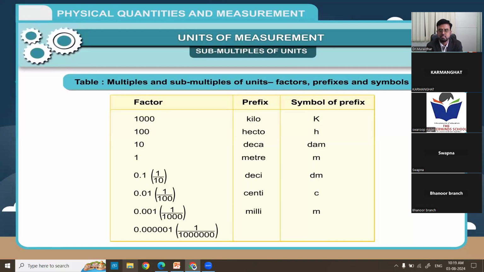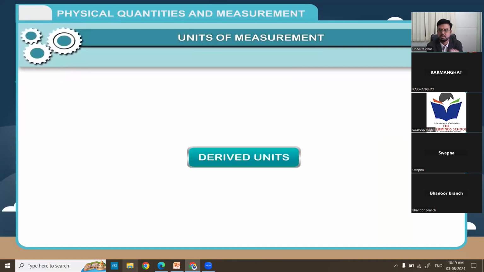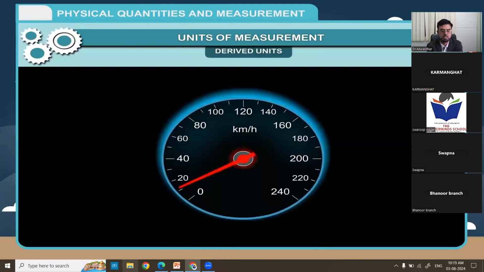0.000001, 1 upon 10 lakh, micro. Micro, 10 power minus 6. Derived units. The units which are obtained with the help of the fundamental units are called derived units. They strictly depend on the fundamental units. The derived units are formed by the combination of one or more fundamental units.